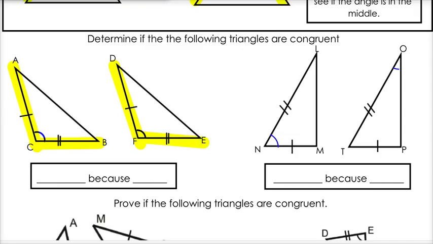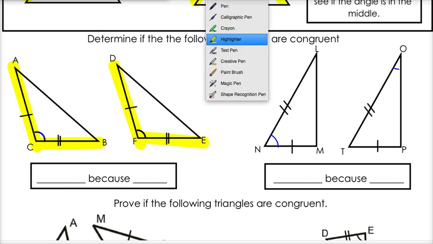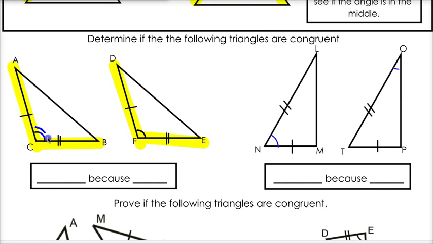Now let's mark our angle. Let's take out our blue. You have this angle right over here in the middle, right? And since you have two congruent sides and the angle is in the middle of those two sides, we know that these two triangles are congruent because of side, angle, side. So I know that triangle ACB is congruent to triangle DFE because of side, angle, side congruence.